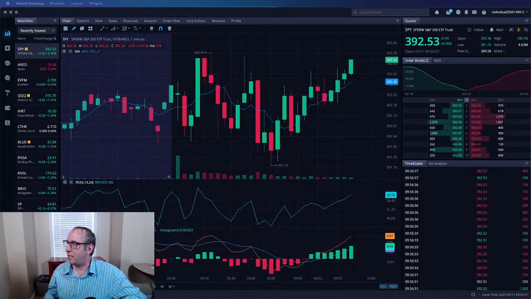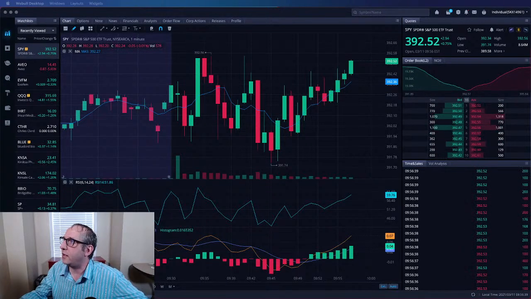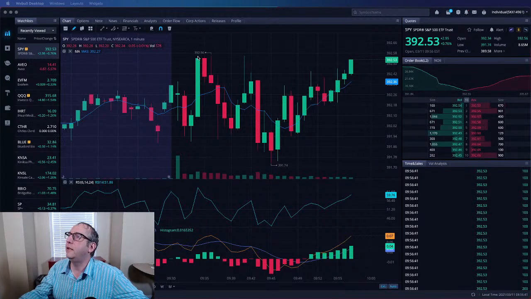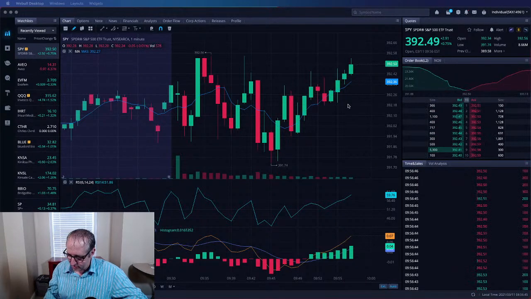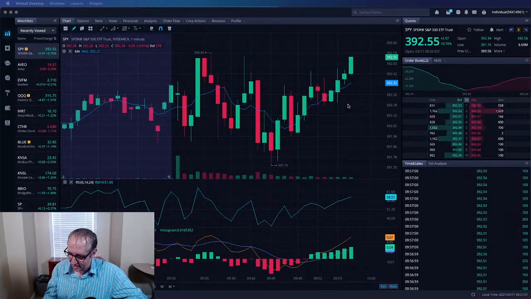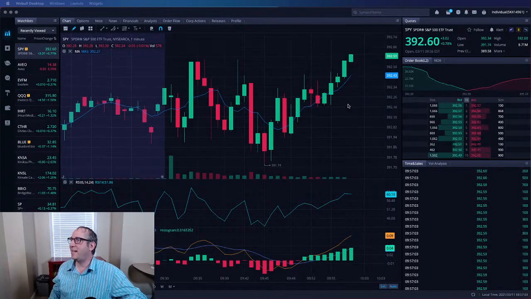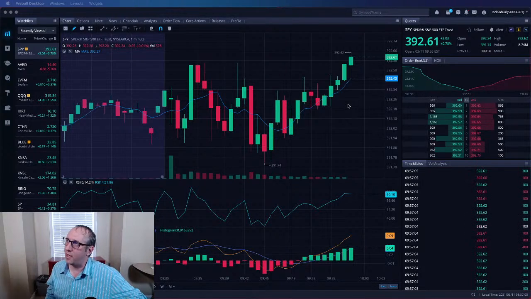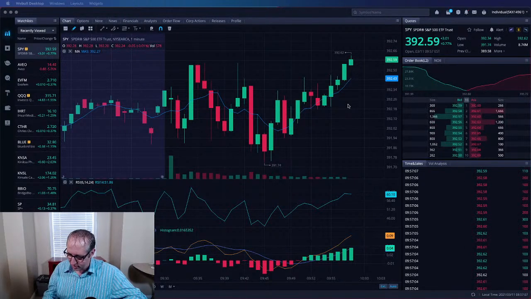All right, it looks like we might break a new high here. This is looking really, really good. 392.56 is that magic level. I am still waiting for that price notification. Pretty nuts. All right, great. New high. Here we go. Now the SPY's moving for us. Now we're doing good things.